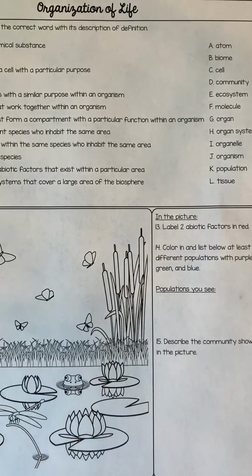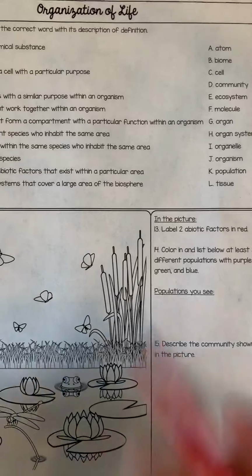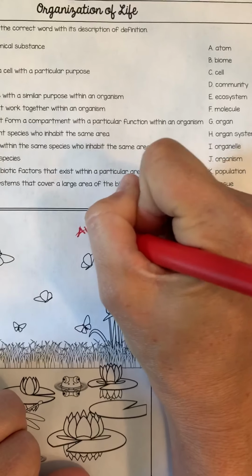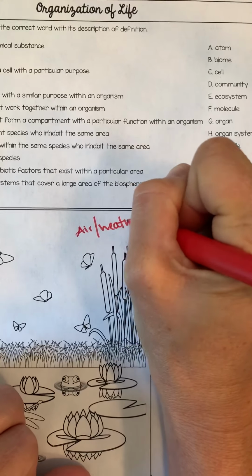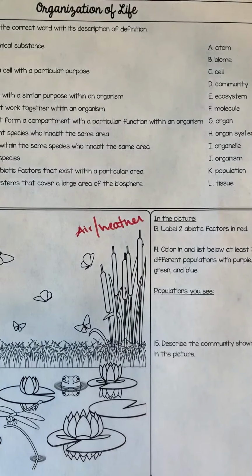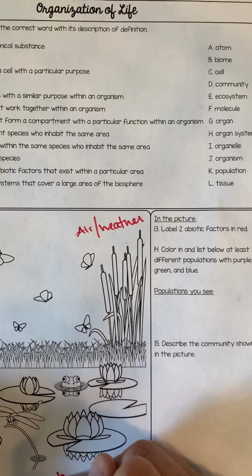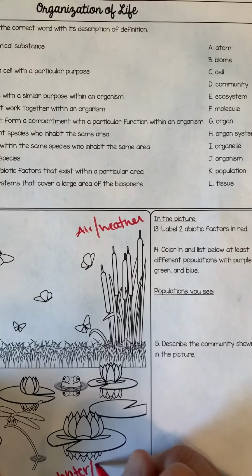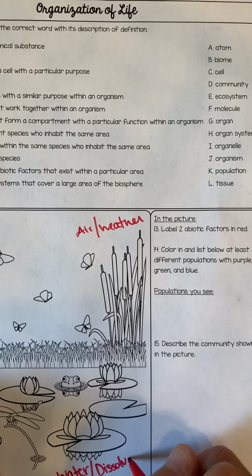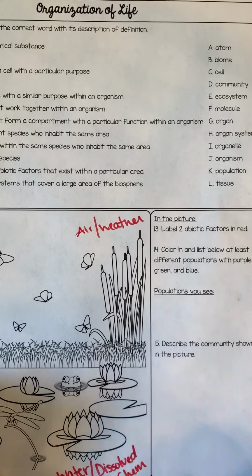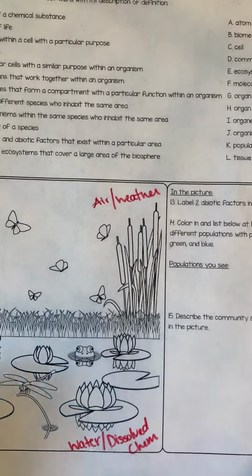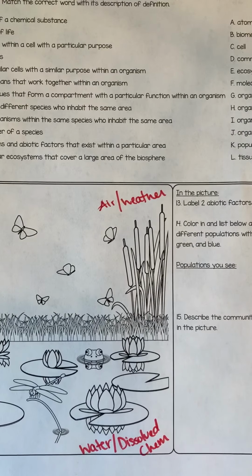2 abiotic factors is the air and the weather. So air and weather. And then the water and the dissolved chemicals. Those are 2 different abiotic factors. Then it says color in and list below at least 3 different populations with purple, green, and blue.